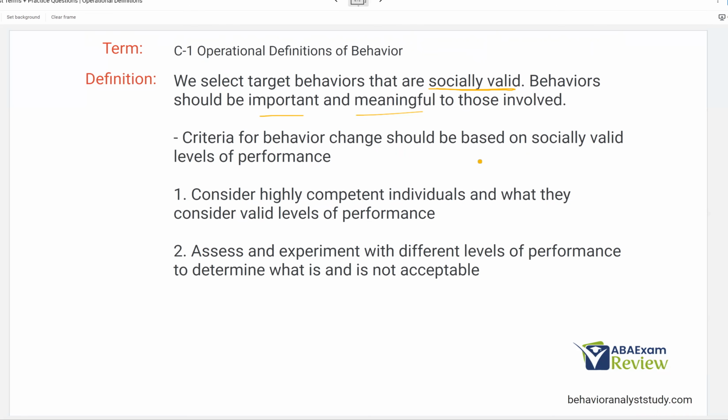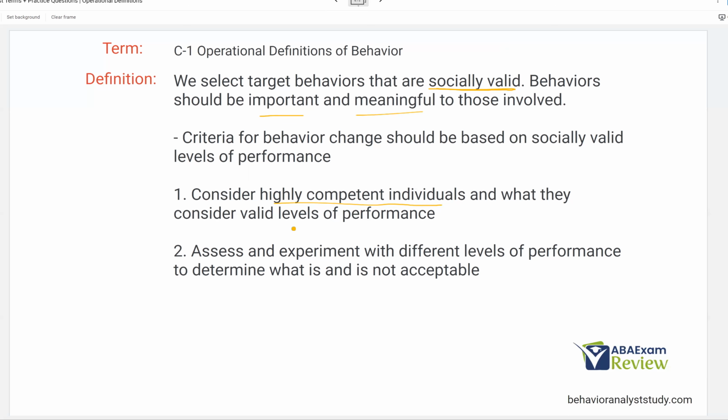Meaning when I pick my mastery level, which you're going to include in your goals, you need to pick levels that are socially valid. If your goal is to get somebody to be able to cook a meal for themselves, then they need to be able to do that to a meaningful level. Watching them do it one time under supervision in a very controlled environment doesn't necessarily constitute a socially valid level of performance. So how do you determine that? Well, there's two different ways. You can consider and watch highly competent individuals and what they consider valid levels of performance.